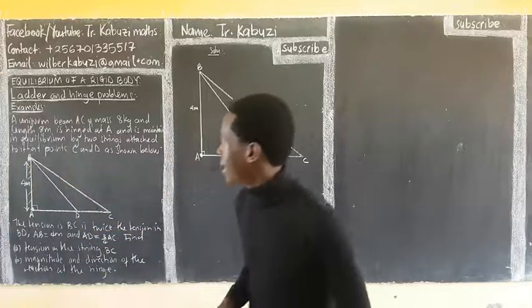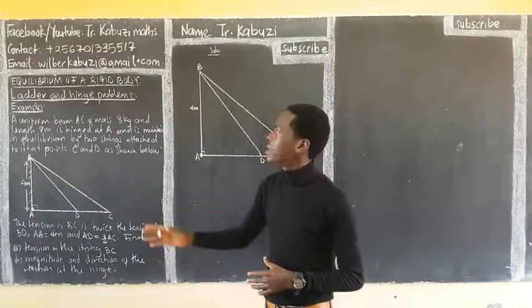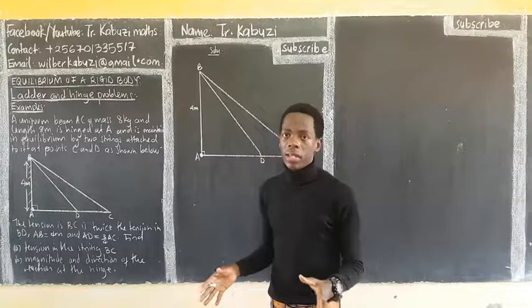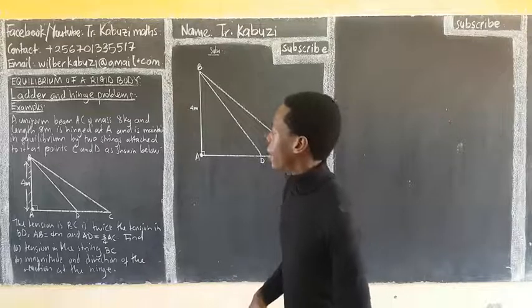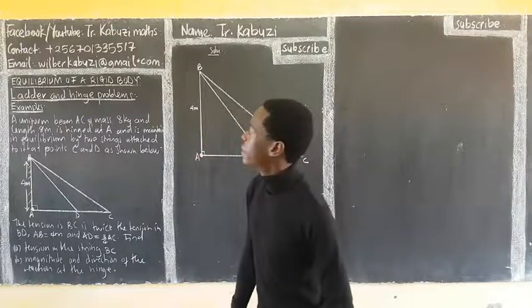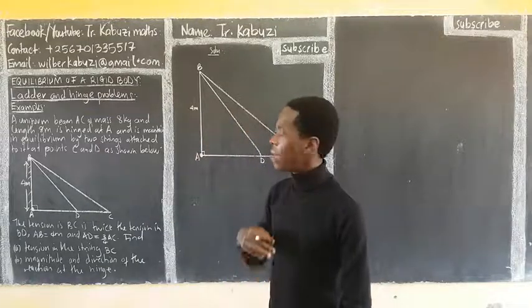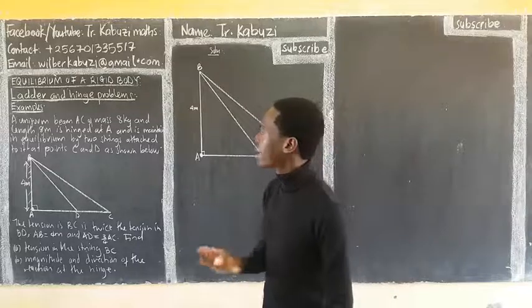Okay, let us see now. This one is also combining a hinge and then a ladder or a rod. So if we don't see a rod, it means that we are talking about ladders. Okay, a uniform beam, a beam is also the same as a rod, or you can say ladder, no problem.